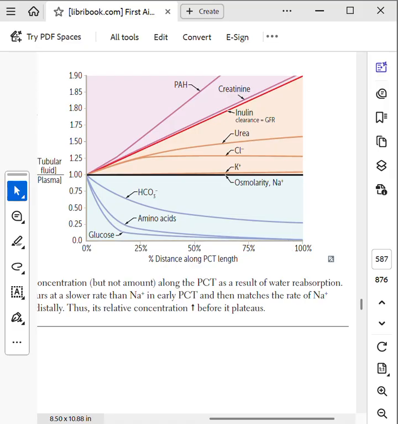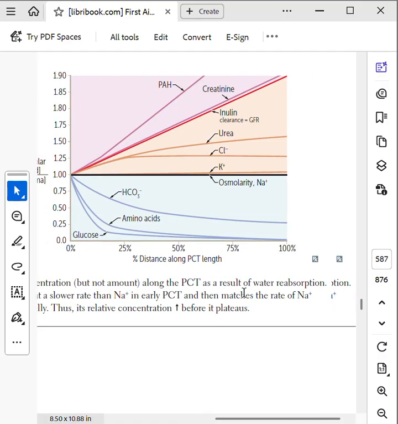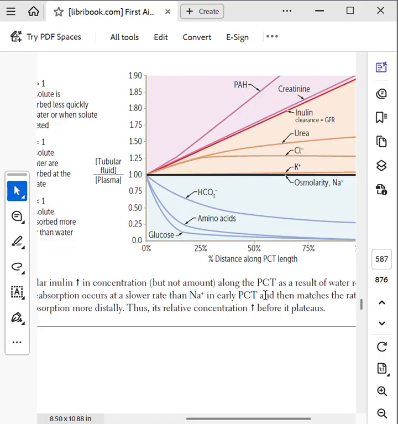So inulin concentration rises because water is reabsorbed, not because more inulin is added. Do you see here that the inulin is rising? This is because water is reabsorbed, not because more inulin is added. Okay. Now, tubular inulin increases in concentration but not amount along the PCT as a result of water reabsorption.